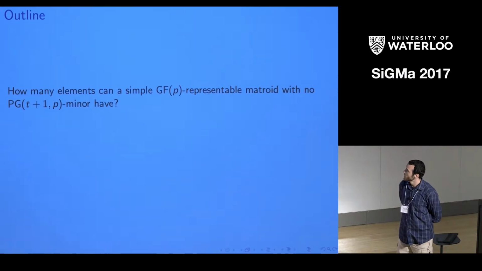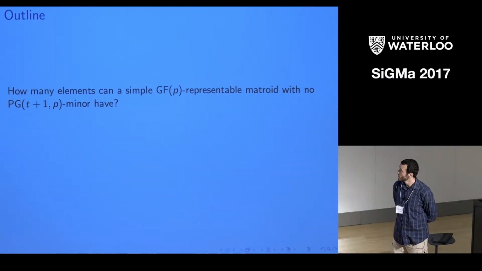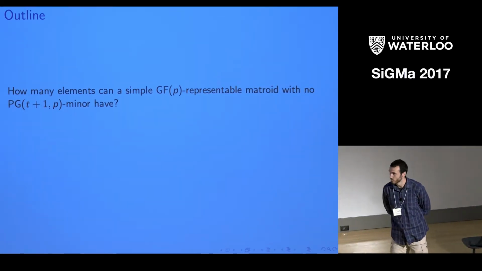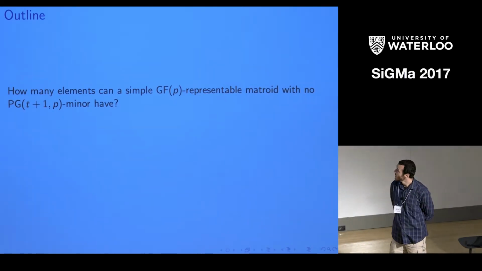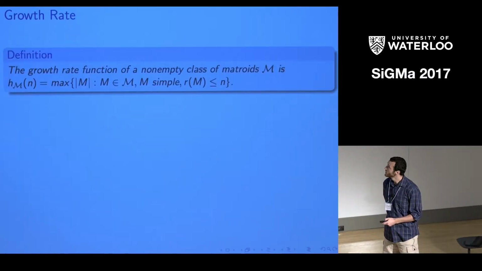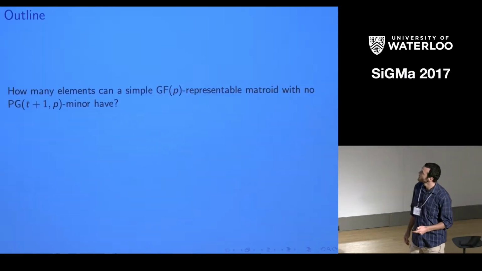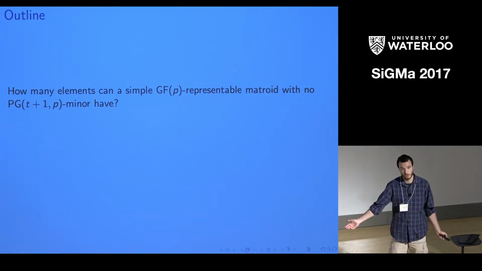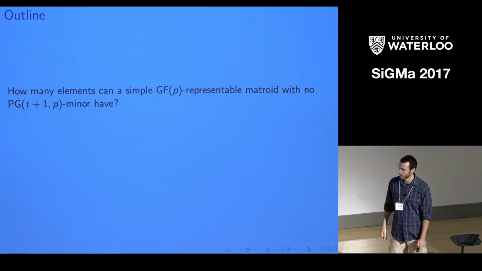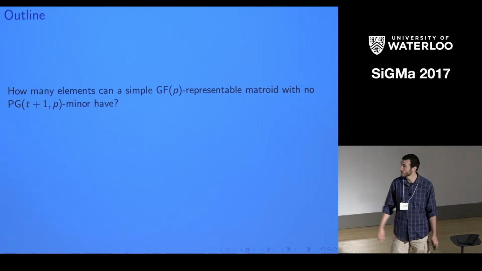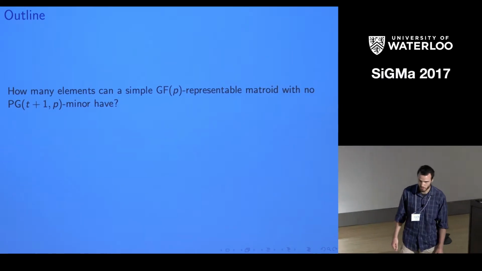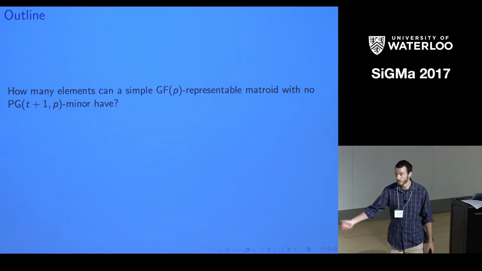Okay, the goal of this talk is to answer the following question. How many elements can a simple GF(p) representable matroid with no rank t+2 projective geometry minor have? We will answer this question by finding the growth rate function, or extremal function, for this class. I'll first show a construction that gives a lower bound on the growth rate function. And then I'll show how we can use the matroid minor structure theorem to find an upper bound.